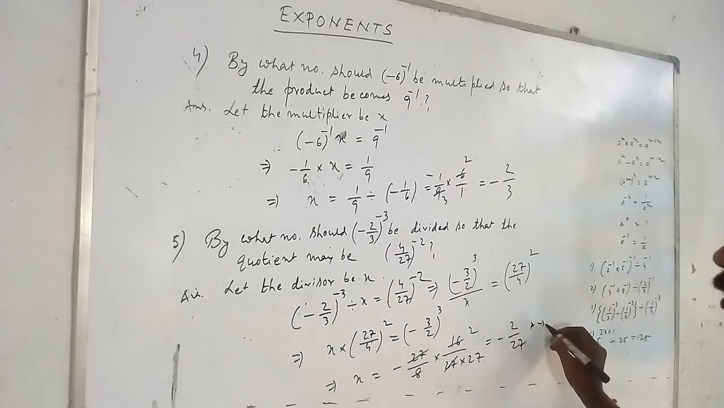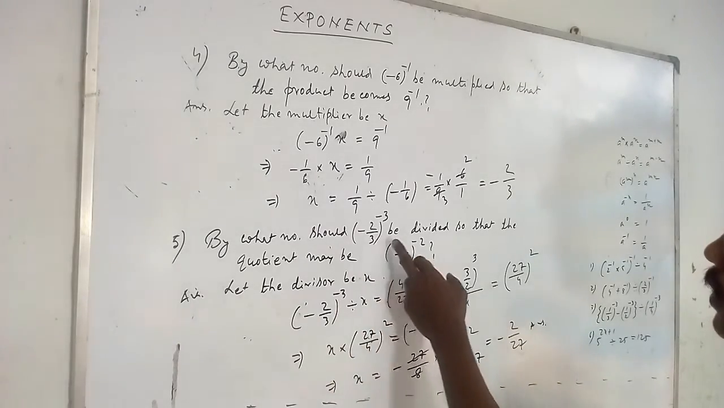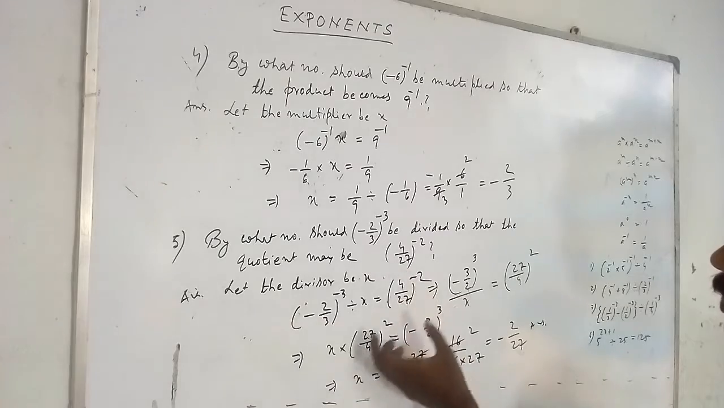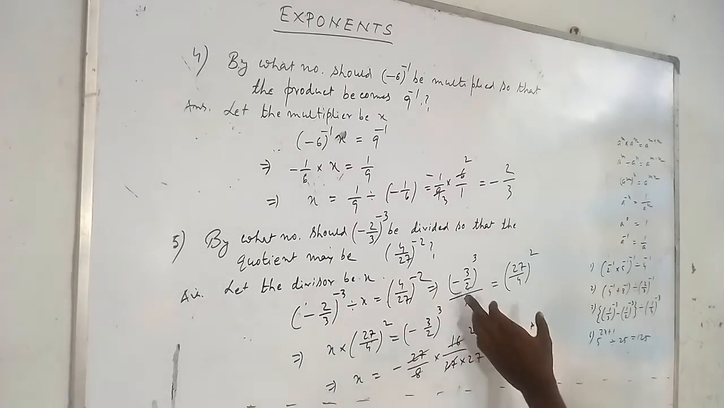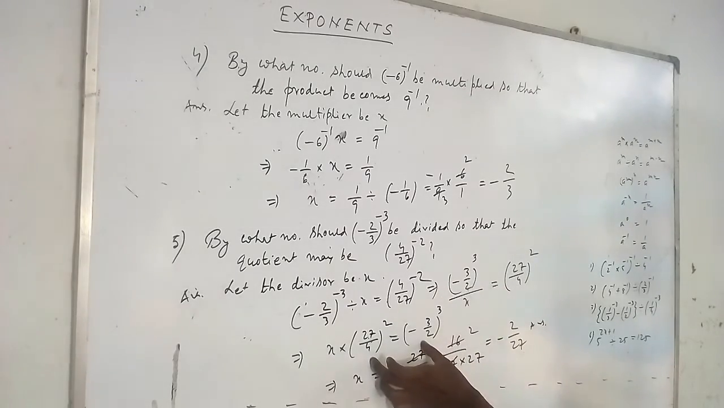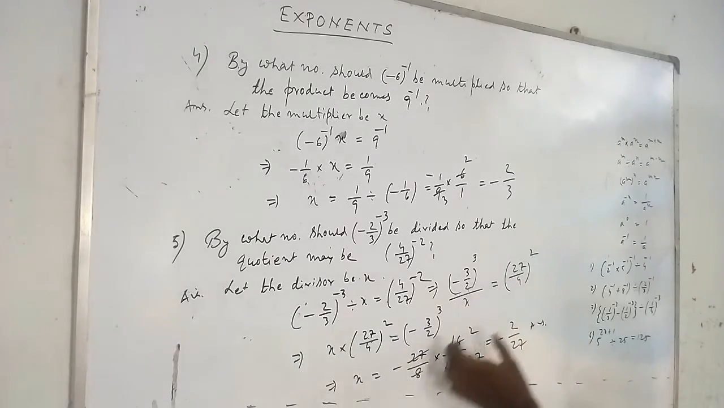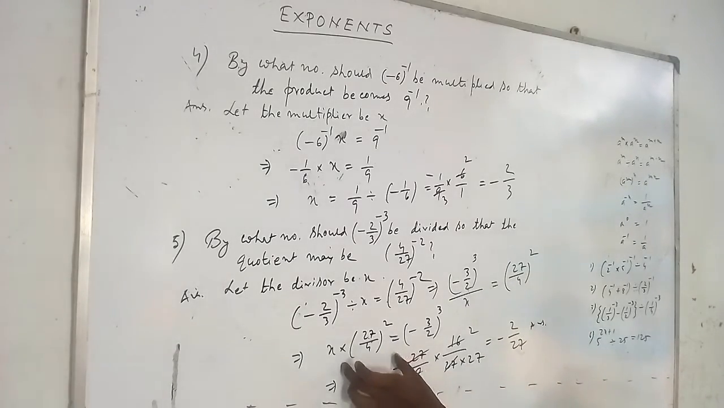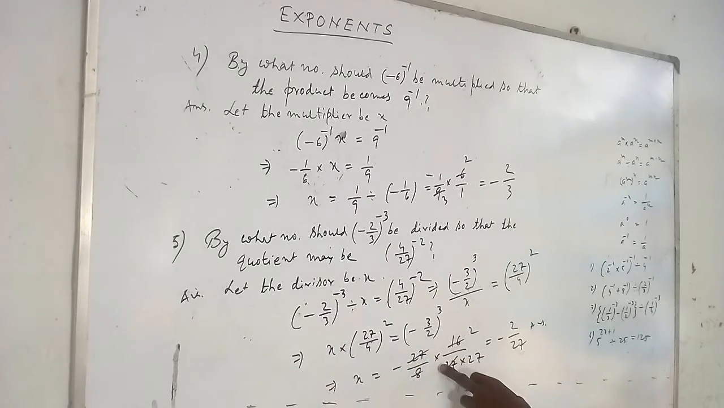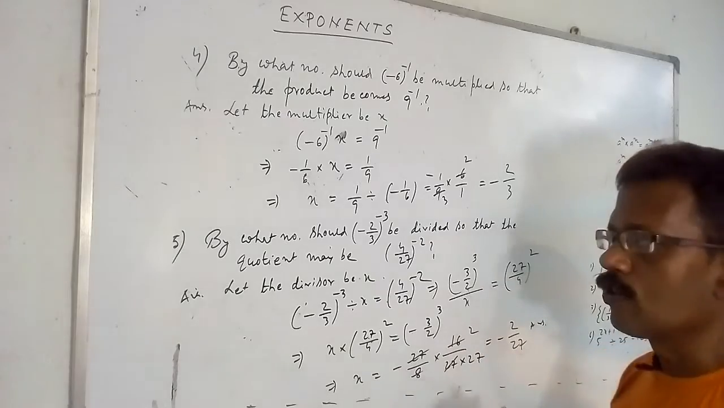Okay, so what should be divided so that the quotient may be this? Let the divisor be x. This is x, and x into the second line is this. After the multiplication sign, this is the second line, this is the third one. Now -3 by 2 by x is equal to this, and the next line is this, and now the final line is this. Minus 27 by 8 into 16 by 27. Yes, it is correct.